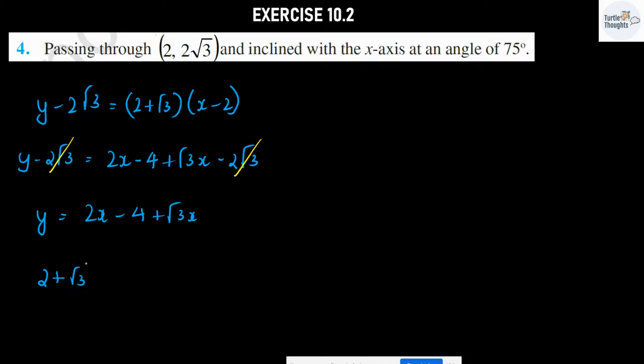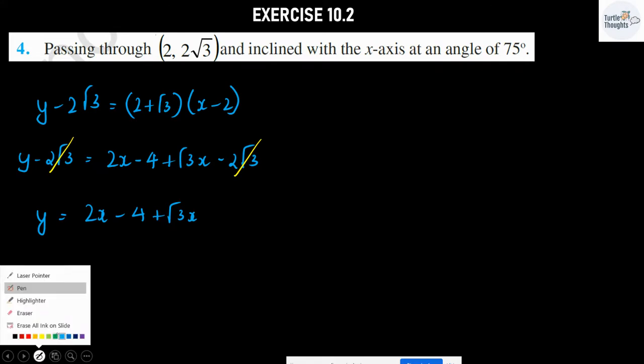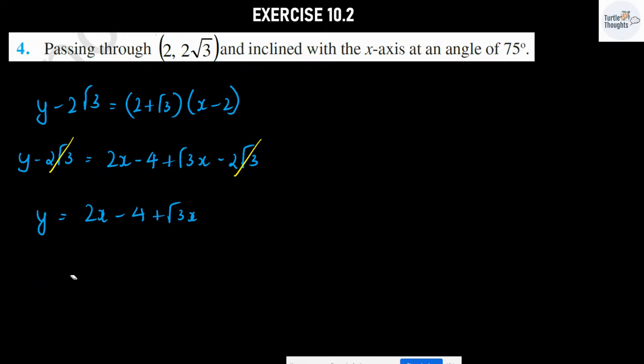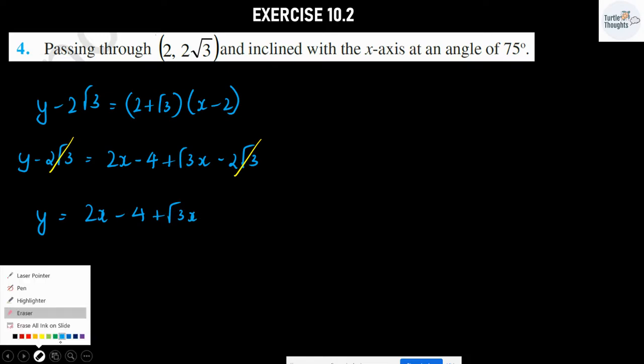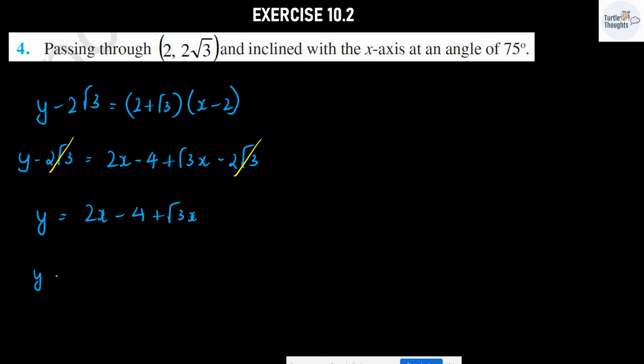Can I take anything common? Nothing can be taken common, so you can leave it as it is. Or, if you want, you can take x as common over here also. So y can be written as x taken common with 2 plus root 3 minus 4.